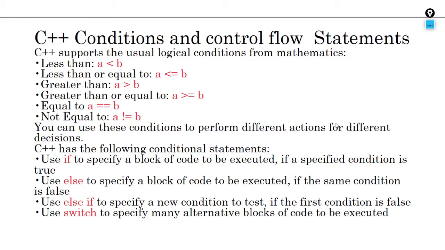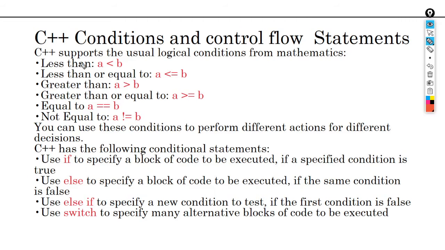Hello everyone. In this video, we will see about C++ conditions and control flow statements. That is, if you want to give some conditions in your program, then you have to use the control flow statements, to have some control in your program. That is, you have to use if, else if, nested if, switch case. These are the different decision making structures in C++.